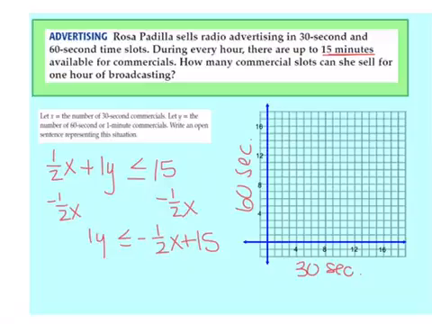I'm going to begin at 15, and I'm going to go down 1 over 2 over and over and over again. This is going to end up being a solid line again, because of the fact that it has the or equal to part. And then since it's a less than, I'm going to shade below again.